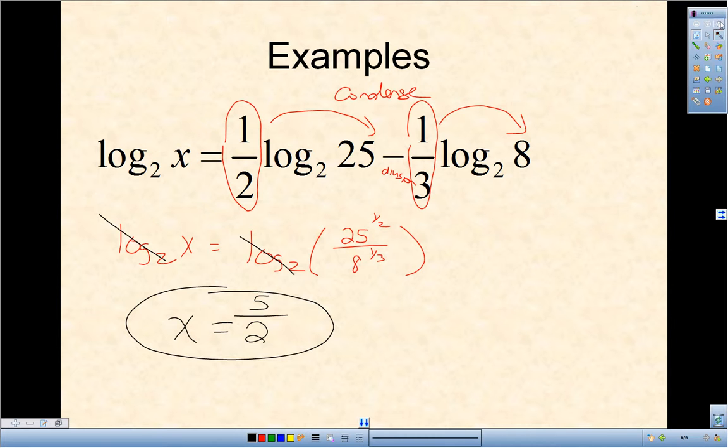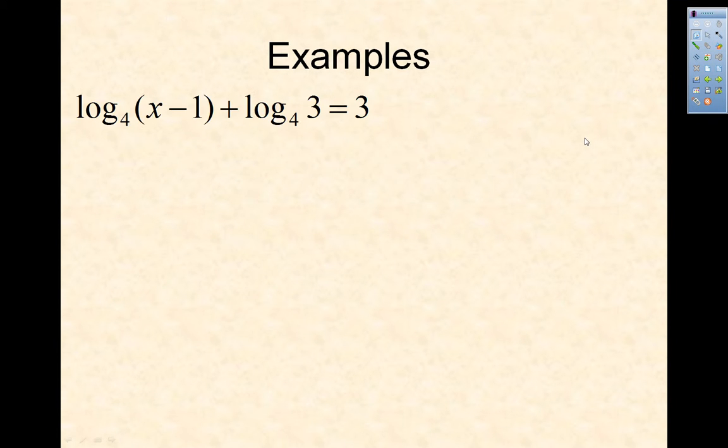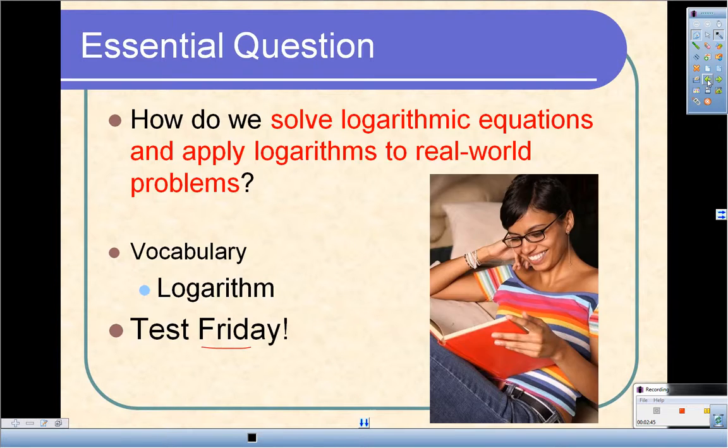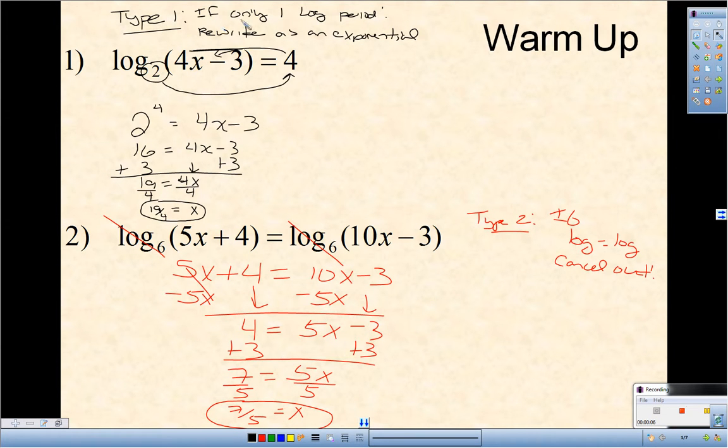Alright, let's take a look at another one. For this one, it's log base 4 of (x minus 1) plus log base 4 of 3 equals 3. If you notice, I don't have a log on both sides. So that's going to go back to the warm-up. Remember when we did the warm-up? Let me go back to the warm-up. Remember type 1, if only one log, then you rewrite as an exponential.